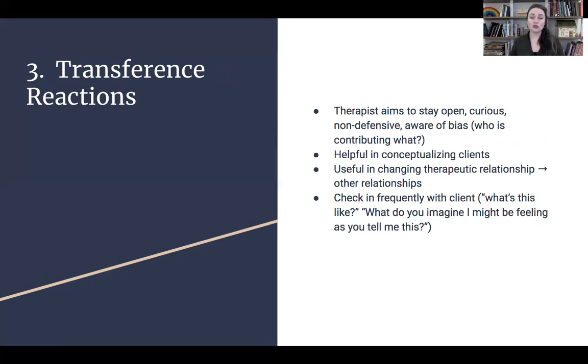Transference reactions. So it's our goal, as we keep talking about here, to stay open, curious, non-defensive, and aware of bias. We want to be thinking about who's contributing what. What is the client contributing? What is the therapist contributing? This can be really helpful in conceptualizing our clients and conceptualizing their treatment. It can be useful in changing the therapeutic relationship and thus other relationships out in the world. So we want to check in frequently with our client. What's this like? What do you imagine I might be feeling as you tell me this? We want to make it relational in this way and reparative in this way.